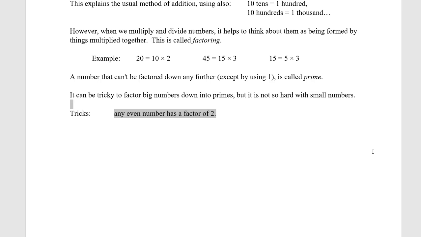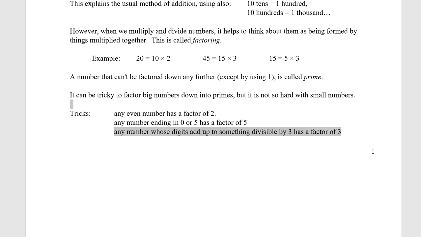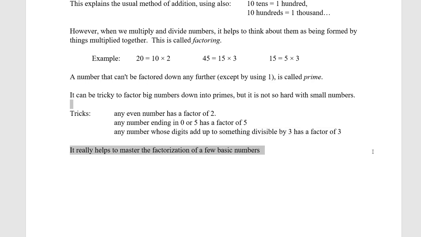Here are some tricks. Any even number has a 2 in it. Any number that ends in 0 or 5 has a 5 in it. And the last one you need to know: if you add up all the digits of the number and you get something that's divisible by 3, then the whole number is divisible by 3. Kind of weird, but true, and I'm not going to prove it here.